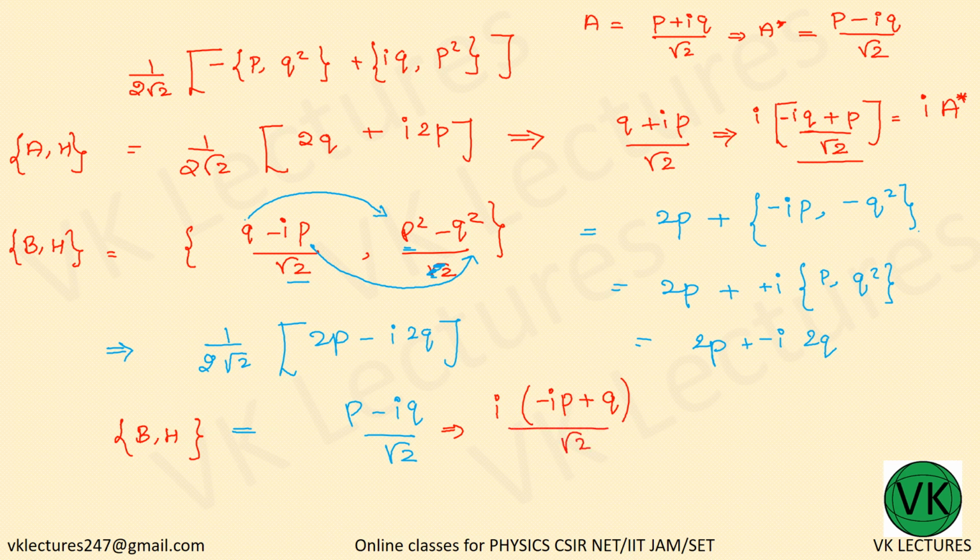So we need it in terms of B. What is B? B is equal to q minus ip by root 2. So put a minus sign over here, so this becomes plus and this is minus, so q minus ip by root 2, so that's equal to minus iB. So B comma H is minus iB, and A comma H is iA star, where star represents the complex conjugate.